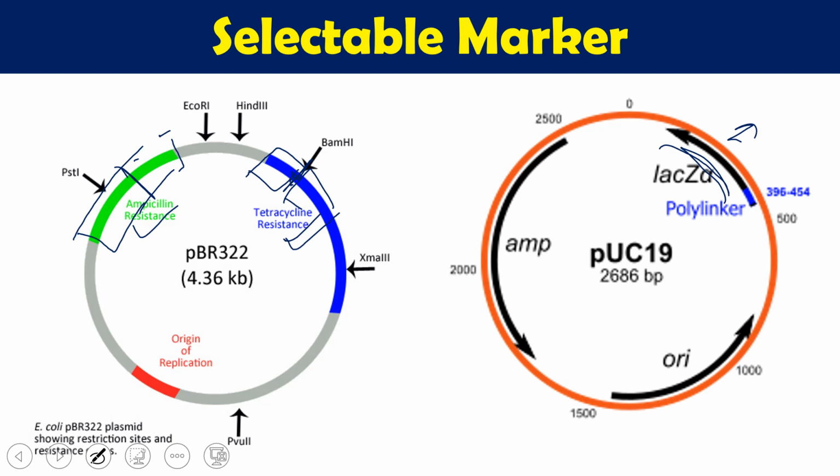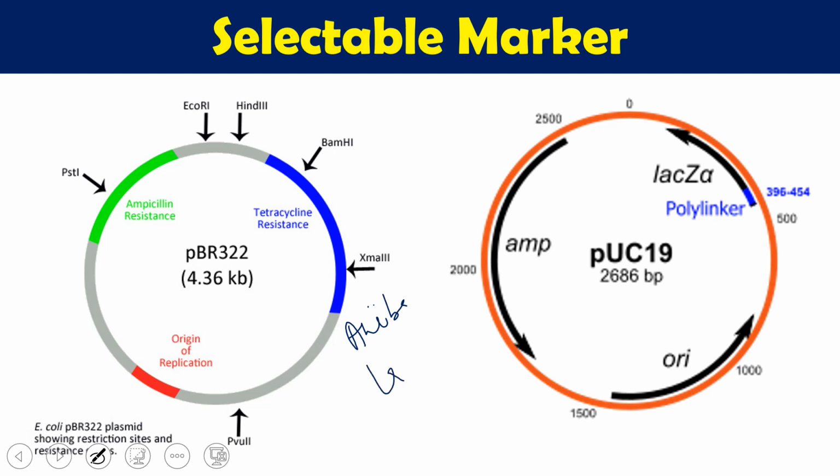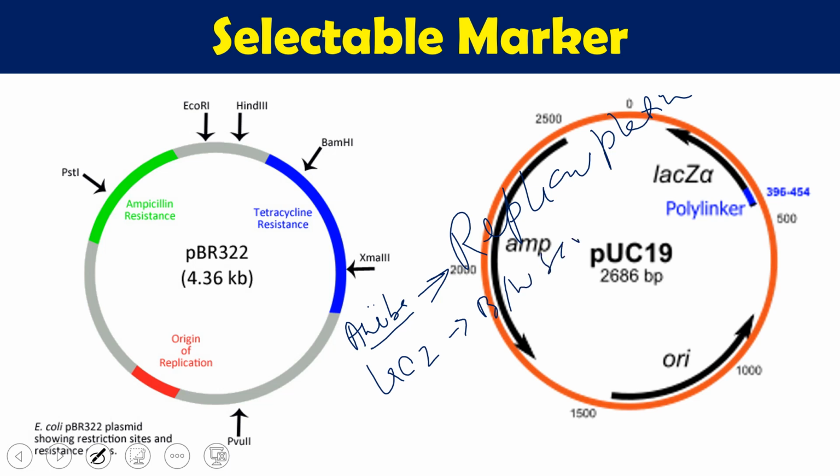So normally we use either antibiotic resistance genes or LacZ genes. When we use ampicillin antibiotic resistance genes, the transformed cells are normally selected on the basis of replica plating. We will have a separate video for replica plating. And when we use LacZ genes, we use blue-white screening. So today we are going to talk about blue-white screening, how it works and what the mechanism behind it is.